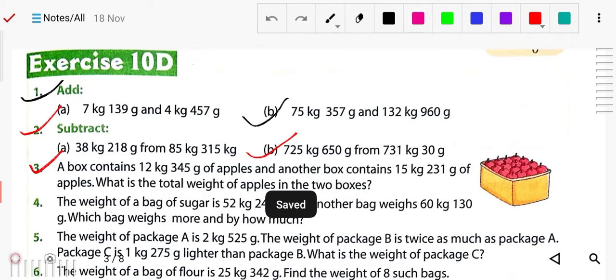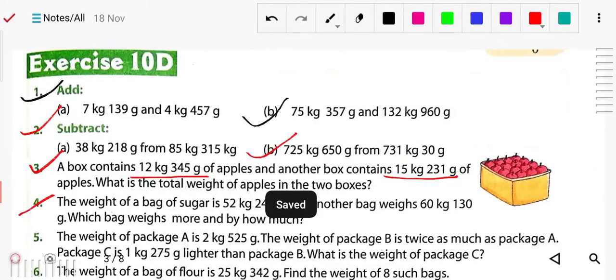Now number 3 you can see. Number 3, a box contains 12 kg 345 gram of apples, and another box contains 15 kg 231 gram of apples. What is the total weight of the apples? Means you have to add these two given quantities. So simply you can add.